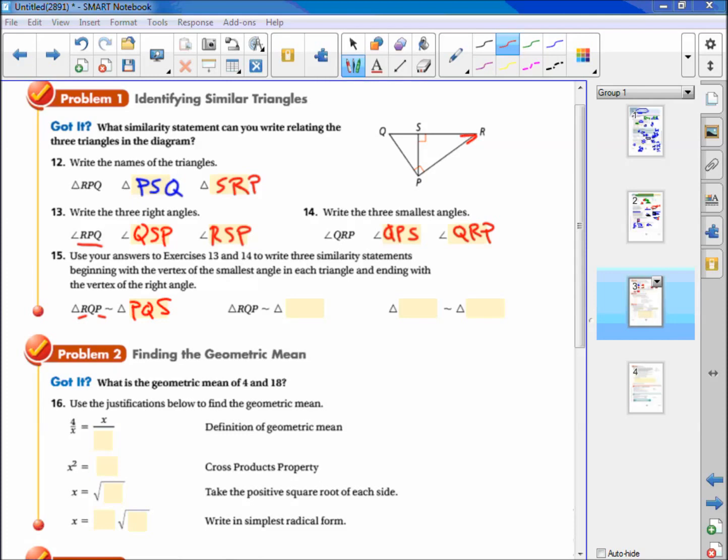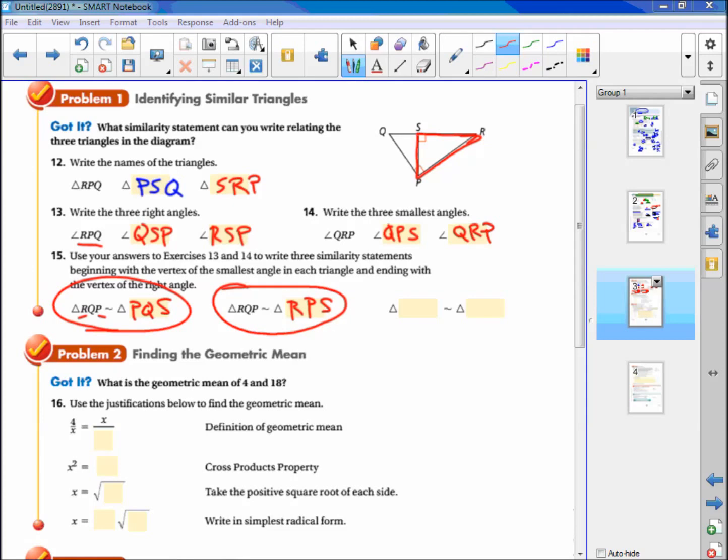Okay, and then we have RQP again, the big one, and we're going to compare it to the right side. So this triangle over here. And the smallest angle in this one was R again. The right angle was S, so we put that on the end, and P has to go in the middle. Now, these two triangles are similar to each other, along with the first two are similar to each other. So this says the big and the littlest one on the left, and the big and the little one on the right, kind of the medium triangle, are similar to each other.